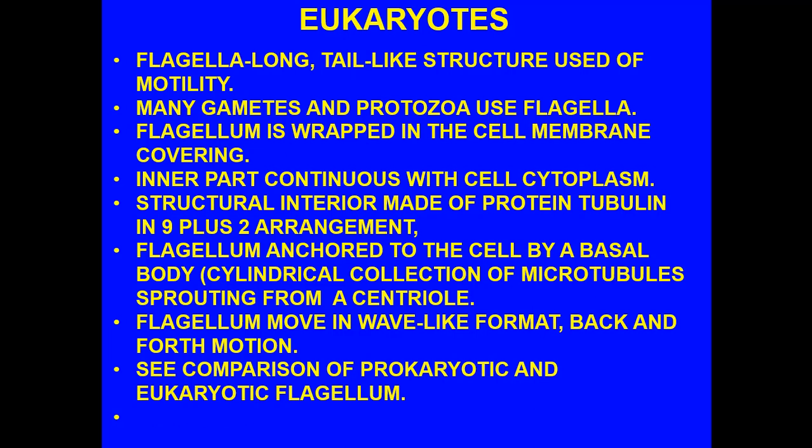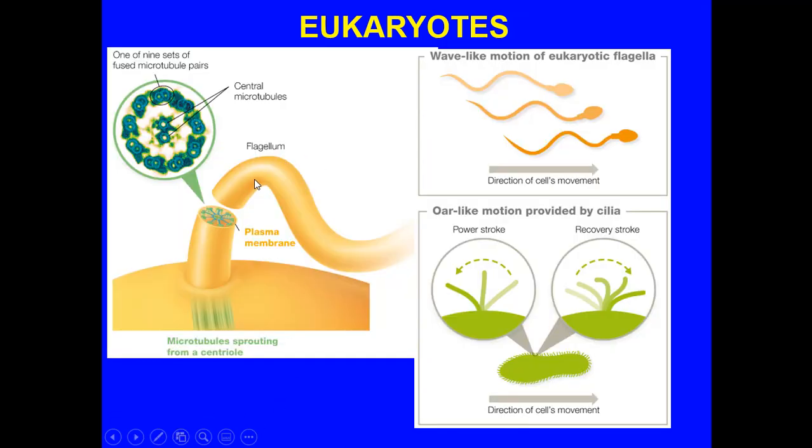What I encourage you also to do is review the comparison of prokaryotic and eukaryotic flagellum. If you take a look first here, here's the flagellum. You can see the plasma membrane covering it. You can see the microtubule pairs in a 9+2 arrangement. And by the way, this is not empty space in between here. As you can see here also, there is some sort of attachment between the outer tubule pairs, microtubule pairs, and that inner set there. Down here would be the basal body, which sprouts off from the centriole. The wave-like motion of eukaryotic flagella, you'll notice it's sort of a wave back and forth movement.